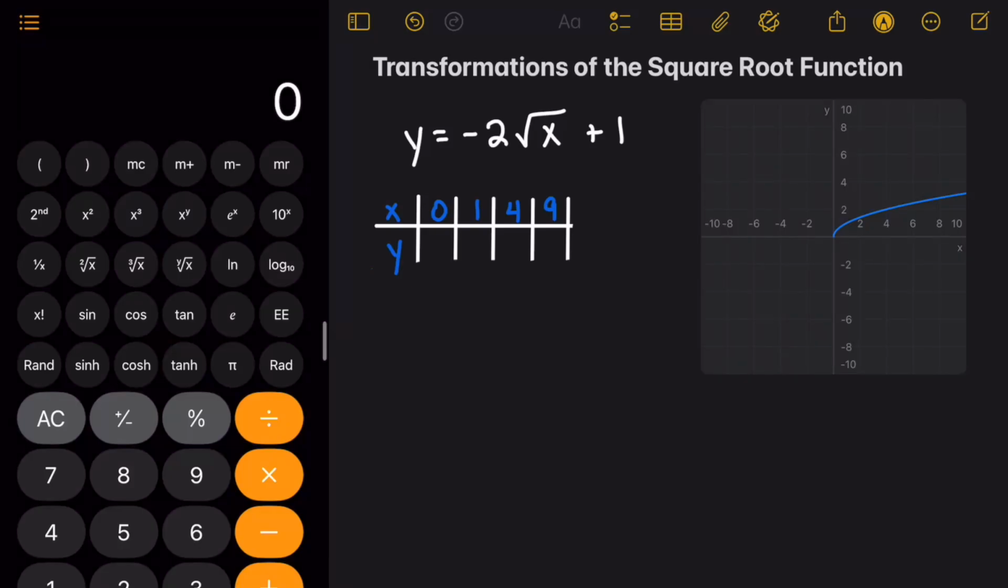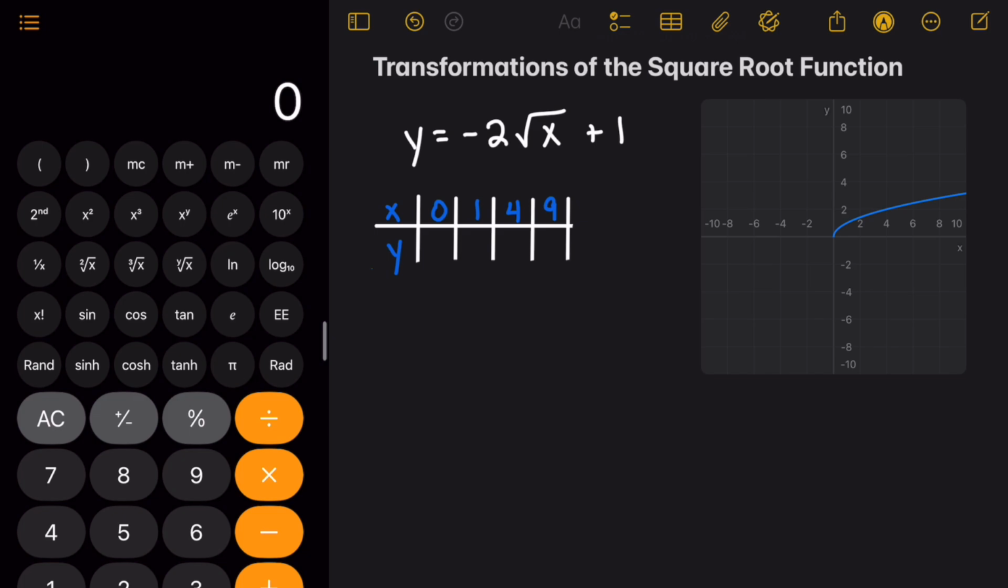Let's go ahead and take everything that we've learned about transformations so far and apply it to one square root function. This function, y equals -2 root x plus 1, has three different transformations being applied all at once.